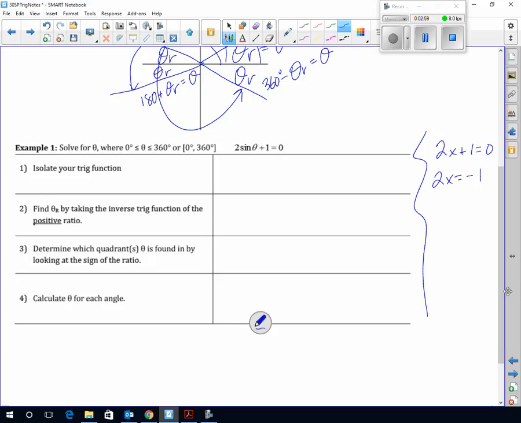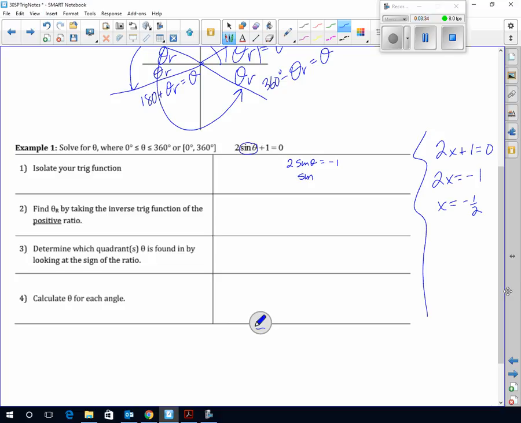We're doing the same thing over here. We are going to isolate our trig ratio. Pretend sine theta is like a big x. We want to get that big x, or sine theta, isolated by itself. We would move the 1 over, then divide by 2. 2 sine theta equals negative 1. I move the 1 over by subtracting 1. Then I divide by 2, so sine theta equals negative a half. Everybody good with that?